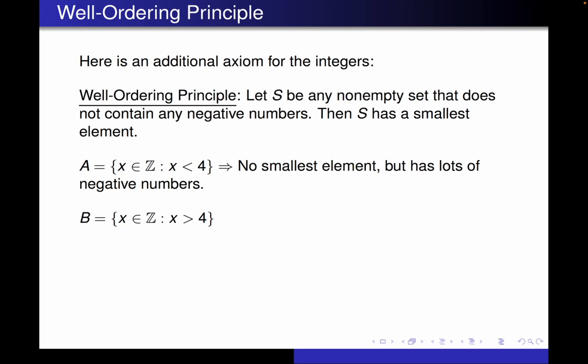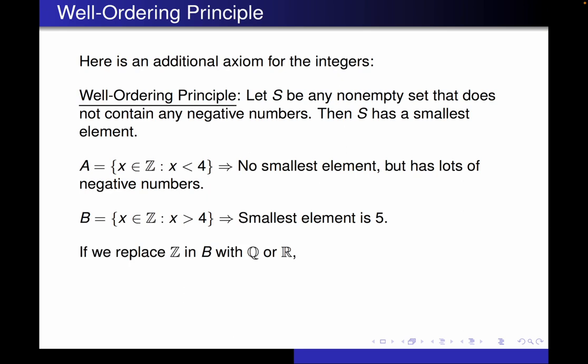All right, if you look at the set of all integers that are greater than 4, that one does satisfy the requirements of the well-ordering principle. It doesn't contain any negative numbers. That one does have a smallest element, and the element is 5. So even though the definition of my set is x greater than 4, I can still find a smallest element of 5 because there are no other integers between 4 and 5. And the set itself does not contain 4.